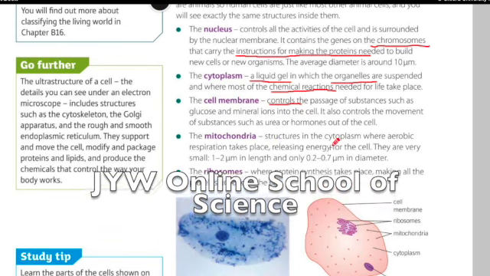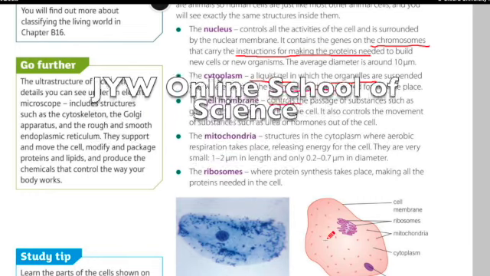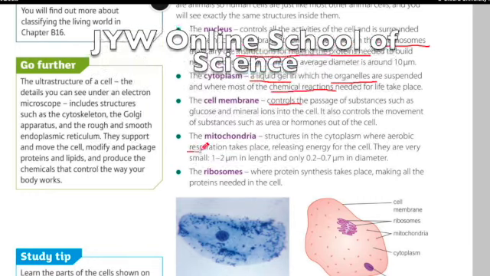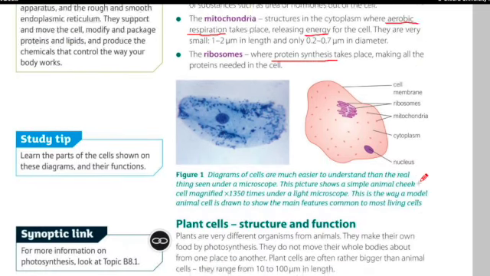Next one is mitochondria. Mitochondria are also found in the cytoplasm. It is where respiration takes place. It provides you with energy. So aerobic respiration is taking place here. Ribosomes is where the protein is made. So protein synthesis takes place here. So that's the five main parts of the animal cell.